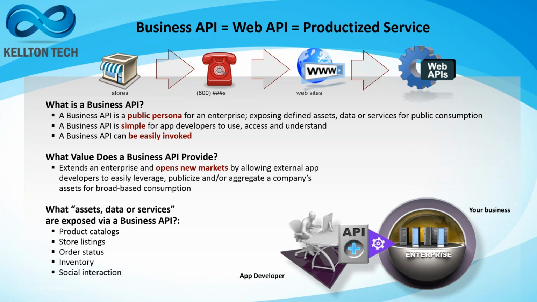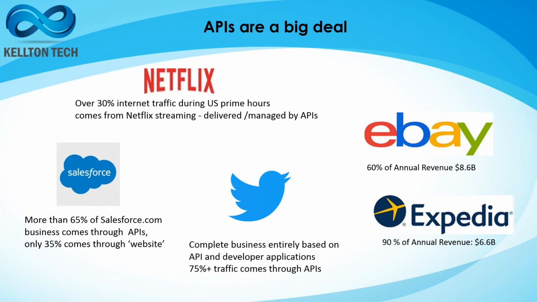If we look at some of the early adopters or pioneers of APIs in the industry, APIs are not new. As you see, there are Netflix and eBay, some of the examples of organizations whose main business is heavily dependent on APIs. This is a study done by, I think, Gartner, where 60% of eBay's annual revenue comes from its APIs, and 90% of Expedia's annual revenue comes from APIs.